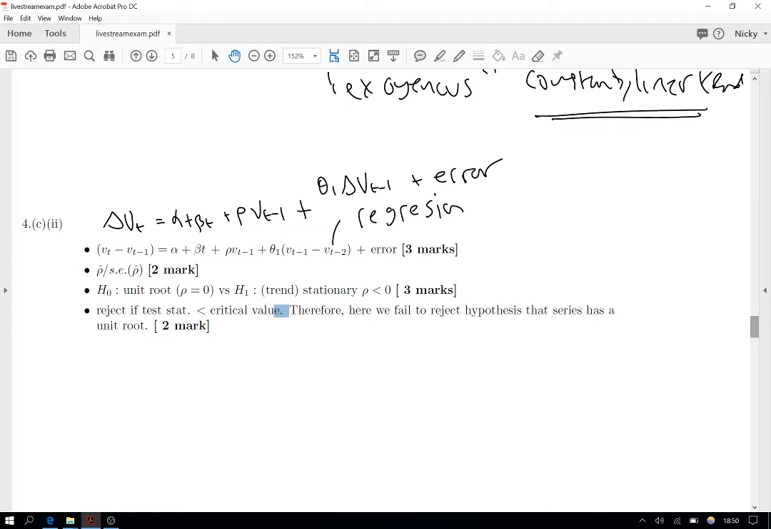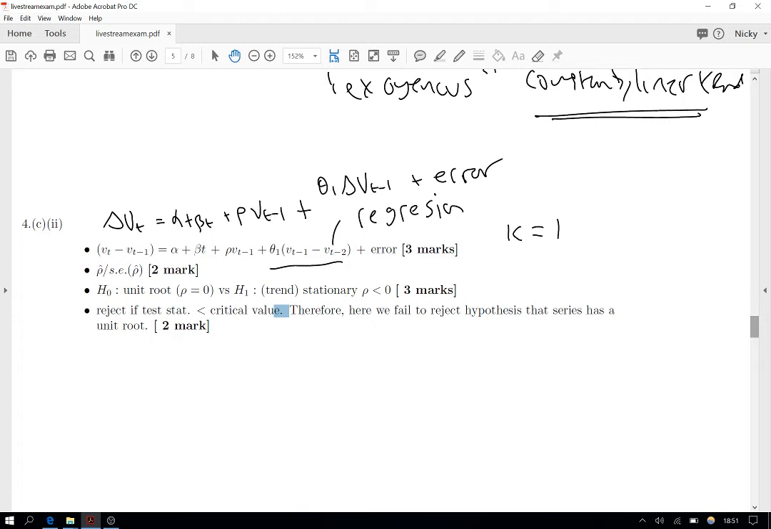Okay, and if you look at the ADF figures, it says that it includes one lag. So we know it's an augmented Dickey-Fuller regression controlling for one lag. It sets k equal to 1. Okay, so this is the regression that is used to perform the test. So you'd be expected to state this.